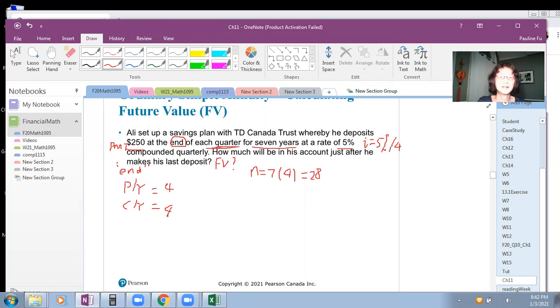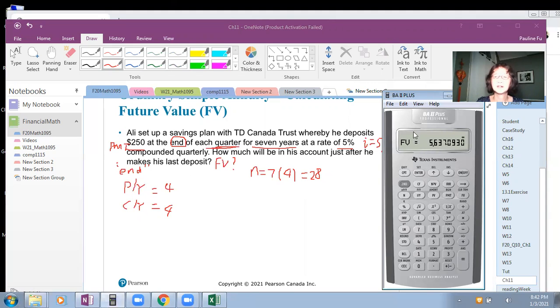Okay. Now you are ready for the calculator method. So to begin, second quit to clear the previous numbers. And also make sure on the top right corner, you don't have the begin mode. Okay. Now set up second PY equal to 4, type in 4, enter. Down arrow key, CY is 4, enter. Second, quit.